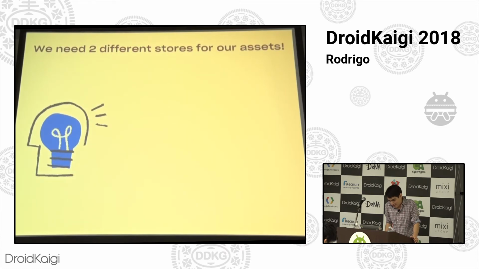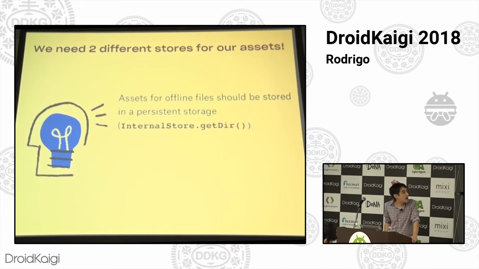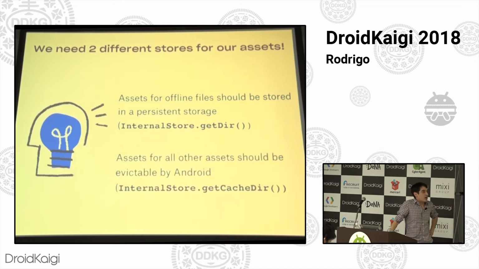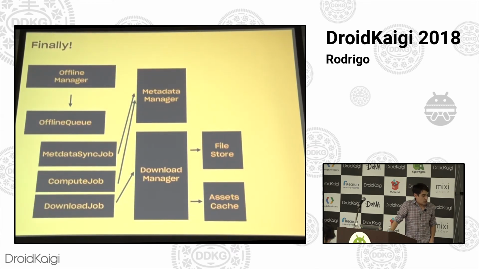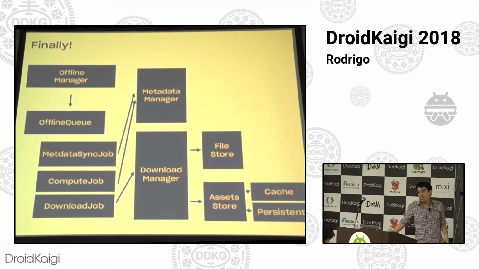So what do we do? Basically, we need two different stores for our assets, for previews and thumbnails. For offline files, you need to use the internal store, getDir. And for any other assets, you use the usual cache dir, right? Okay, so this is the actual final architecture, a little bit simplified, of the offline files. This remains the same, but now the assets cache is going to be divided in two: the actual cache, and the other one is the persistent store for thumbnails and stuff.